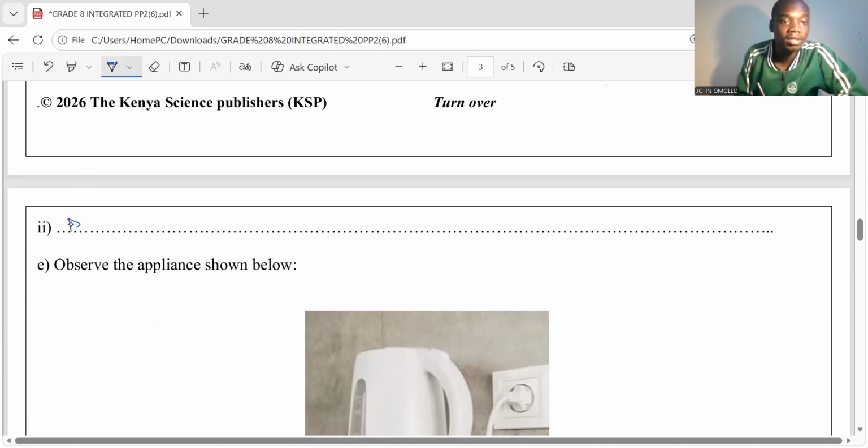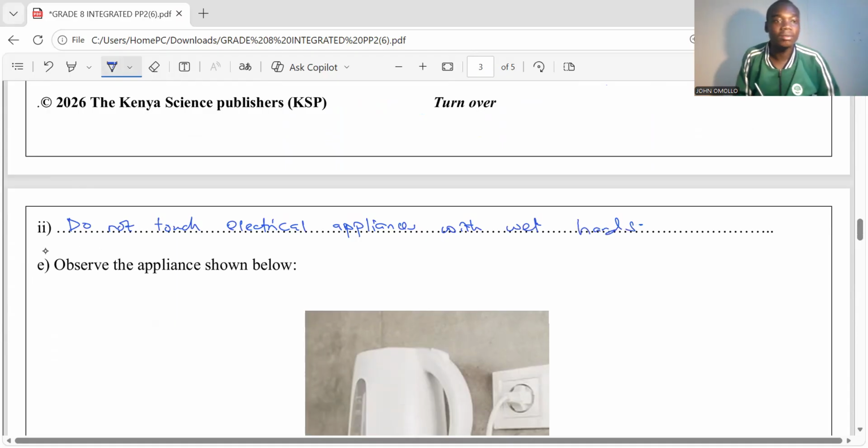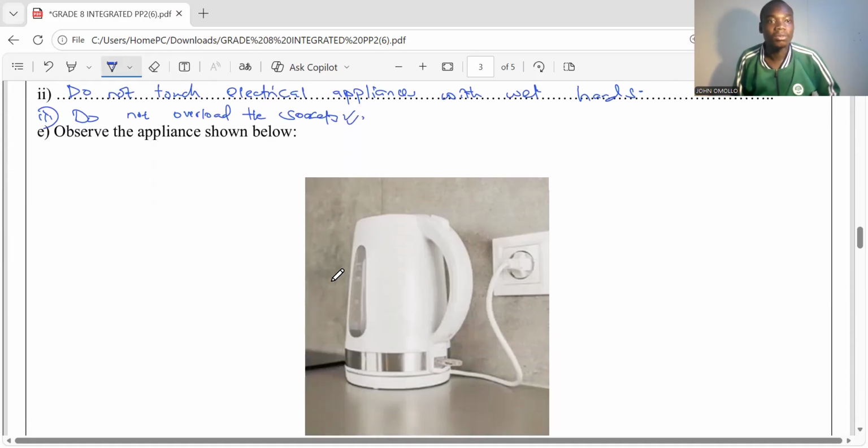Another thing is that do not touch electrical appliances with wet hands. Are you getting that? So the third one, which I'm just adding for the sake of learners, is do not overload the sockets. Do not overload the sockets. So that is what we need to not do.